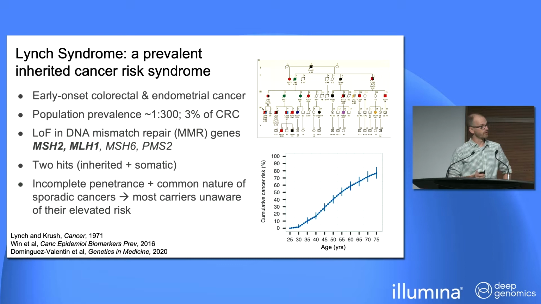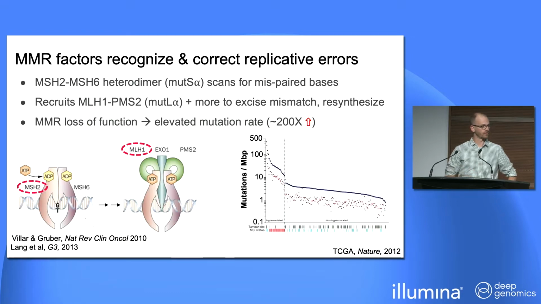So underlying Lynch syndrome are loss of function variants in the DNA mismatch repair pathway in one of 4 key factors that are listed here. And these follow a classical 2-hit model where most affected individuals carry an inherited loss of function variant and then have a somatic second variant later in life. And importantly, these mutations exhibit incomplete penetrance, and that combined with the common nature of the sporadic cases means that many carriers for Lynch syndrome are unaware of their personal elevated genetic risk.